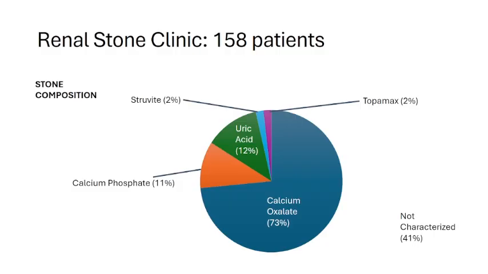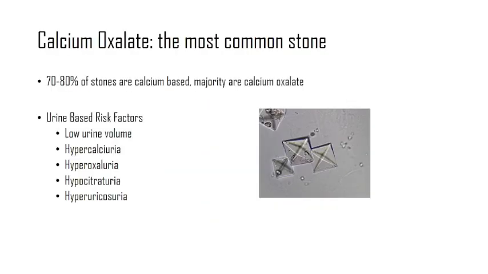So this is data from my clinic at the Veterans Hospital. In the course of a year, of the 60% of patients who did give us a stone to analyze, about three-quarters contained calcium oxalate. This is the most common stone type. About 11 to 12% have calcium phosphate stones or uric acid stones. So again, calcium oxalate is the most common stone type that we have in the United States. And here are some calcium oxalate crystals that you can see in the urine.